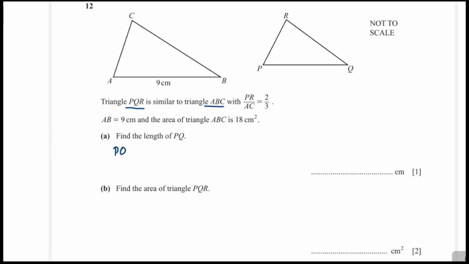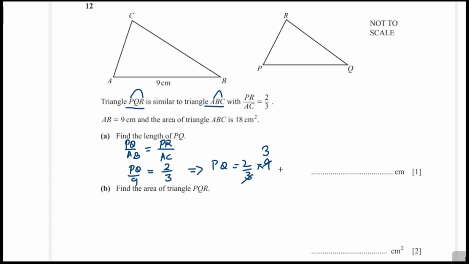We can write PQ over the corresponding side of this triangle, which will be AB. So PQ over AB is equal to PR over AC, and you see here PR over AC is 2 over 3. PQ is written as it is, and AB is 9. Therefore, PQ will be equal to 2 over 3 multiplied by 9. Now 3 3s are 9, 3 2s are 6. PQ is 6 centimeters, that is the answer.